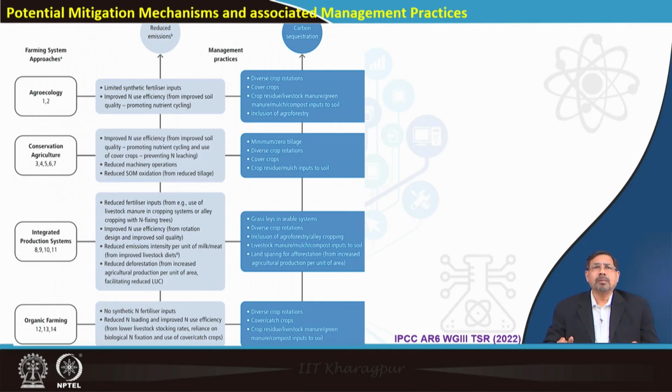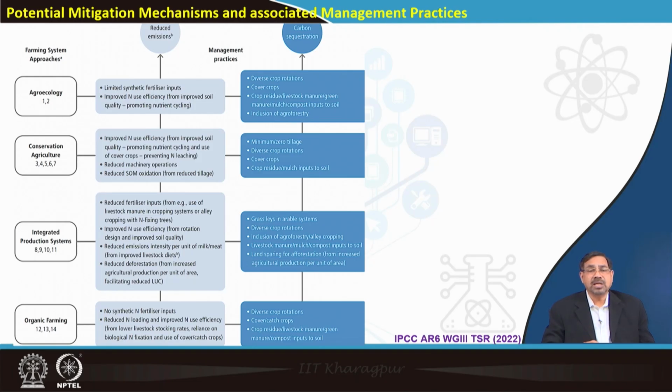So, let us talk about agroecology. Limited synthetic fertilizer inputs will contribute towards reduction in emission. In parallel, diverse crop rotation, cover crops, crop residues, livestock manure, green manure, mulch and compost inputs to soil, and inclusion of agroforestry, lead to higher carbon sequestration.